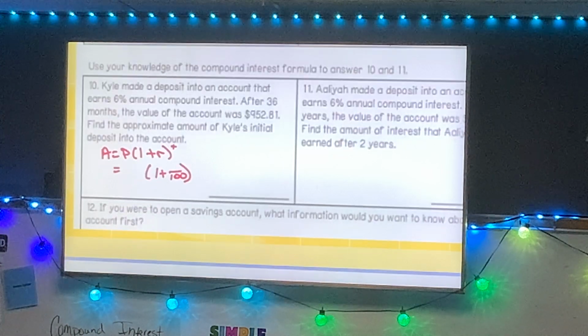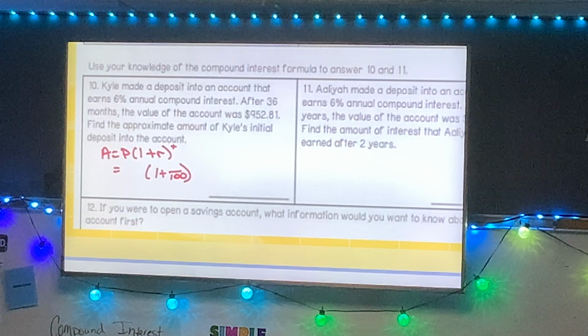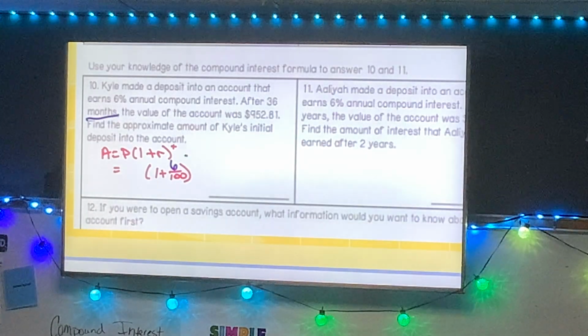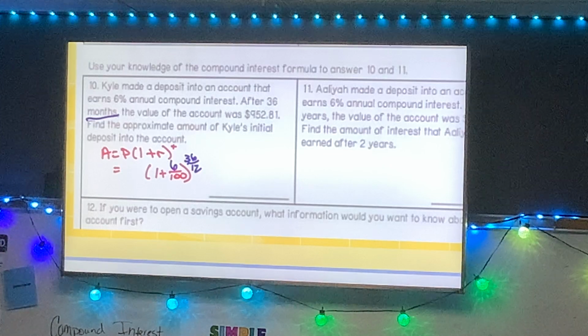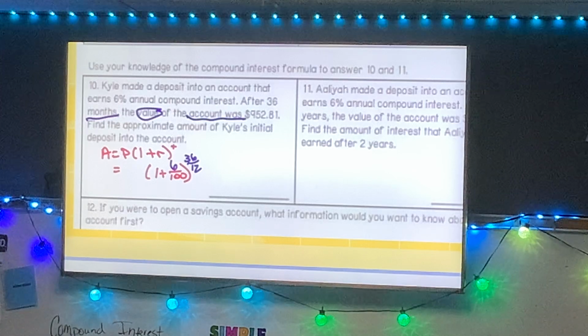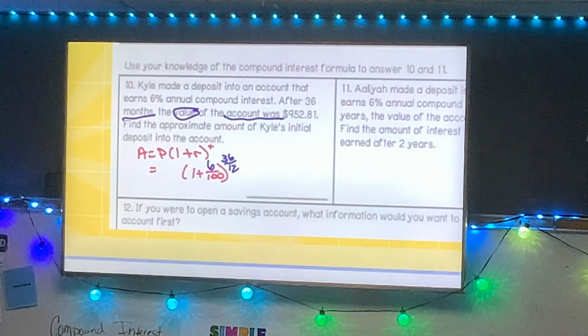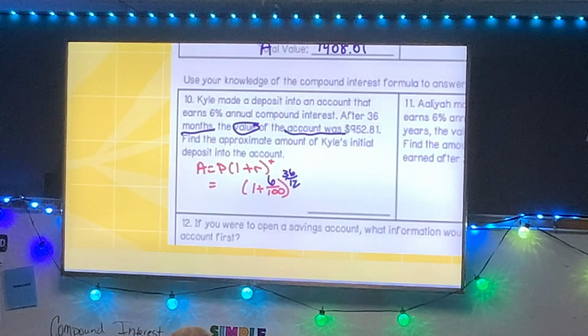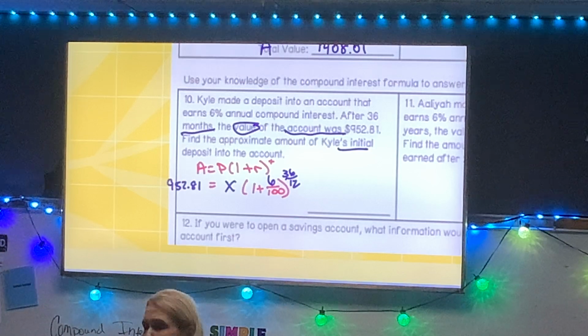So, Hal made a deposit into an account that earns 6% annual compound interest. My 6% is gonna go where? Over 100. 36 months. So I put 36 over 12 and forget about it. The value of the account was $952.81. Where's that gonna go? Where the A is. We're missing our principal because we're missing the initial amount.